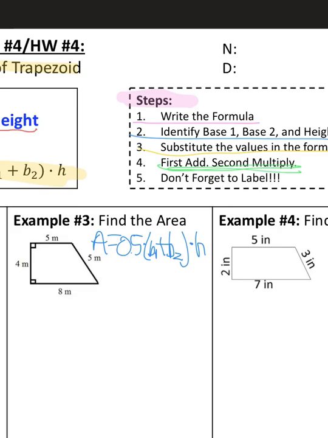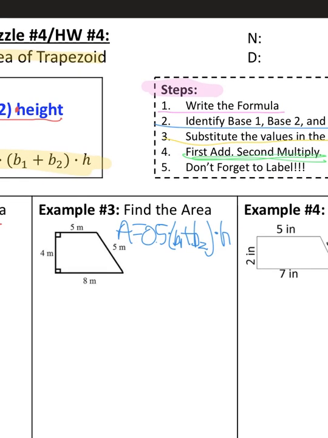Step 2, it says we need to identify our base 1, base 2, and our height. So I'm going to say 5 meters is base 1, 8 meters is base 2, it's at the bottom, and our height is 4 meters. Again, base 1 is 5 meters, base 2 is 8 meters, and our height is 4 meters.